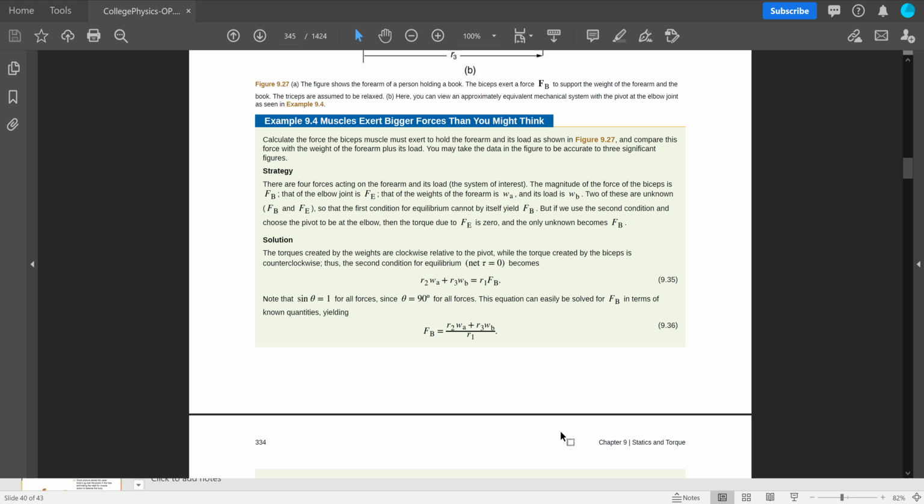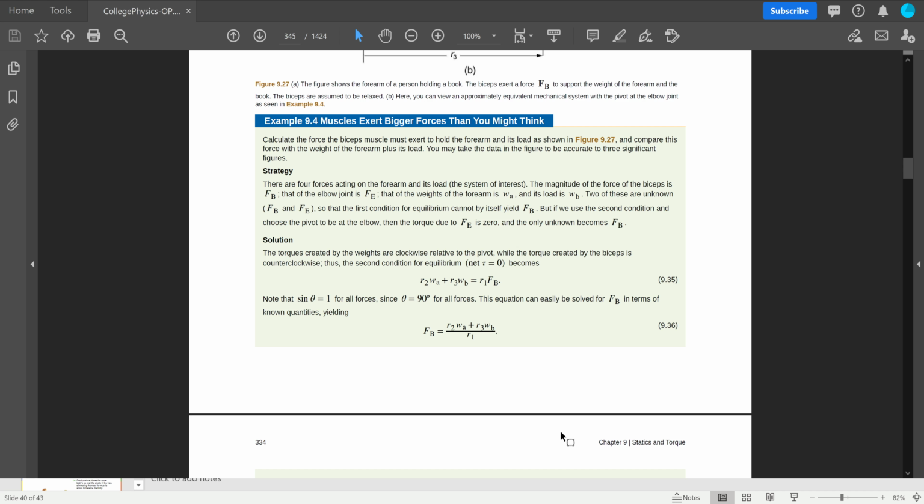You may take the data in the figure to be accurate to 3 significant figures for this one. All right. So our strategy for this one, there are 4 forces acting on the forearm and its load, which is the system of interest. The magnitude of the force of the biceps is FB, that of the elbow joint is FE, that of the weight of the forearm is WA, and its load is WB. 2 of these are unknown, which is our force of the biceps and force on the elbow, so the first condition of equilibrium cannot by itself yield FB.